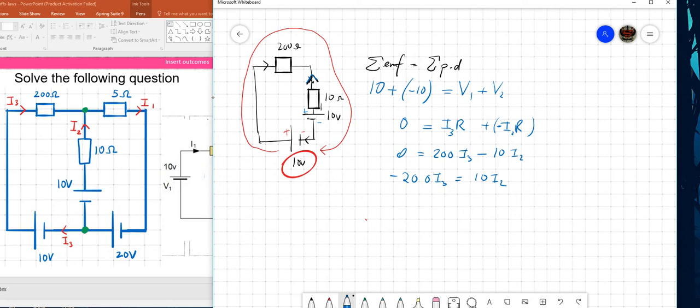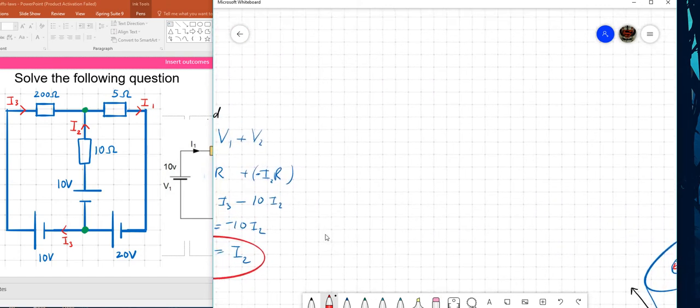So in this case, we just divide it. 20. Here we go. So this here is our first expression. Done. Now we need to move on to the second loop.